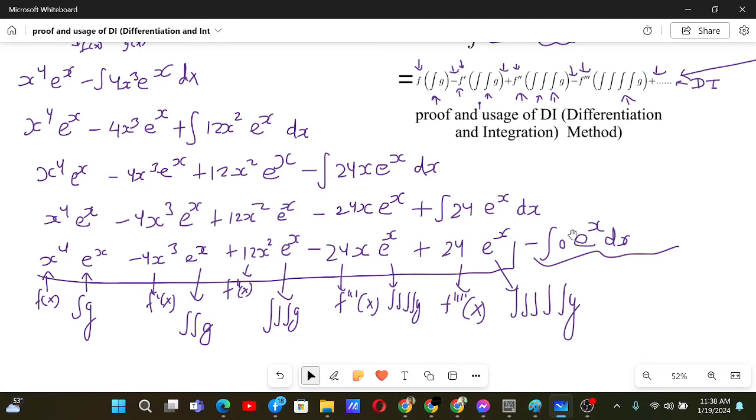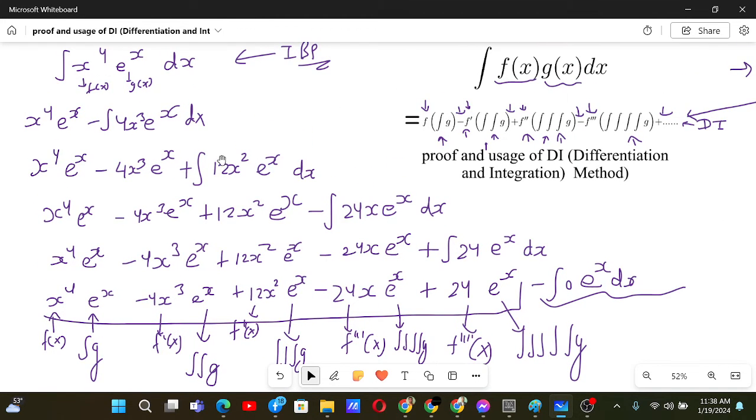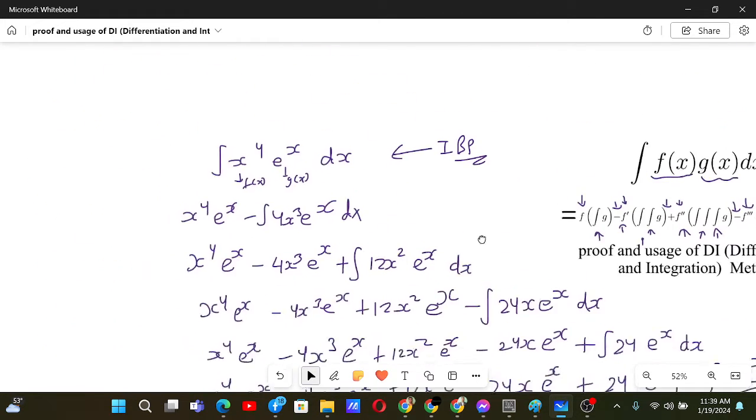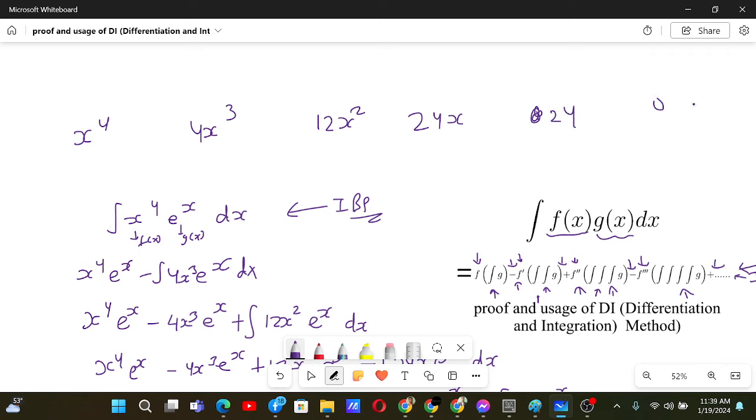Yeah. And if you want to do it rigorously, I have basically shown you how it makes life easier. If we use the DI method, we would just do it like this. First of all, x^4, and then 4x^3, and then 12x^2, and then 24x, and 24, and then 0, and so on. Doesn't matter.